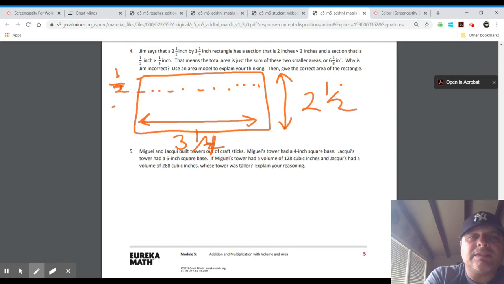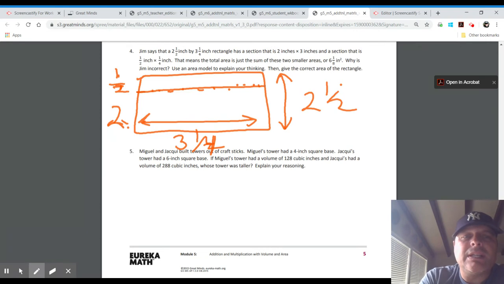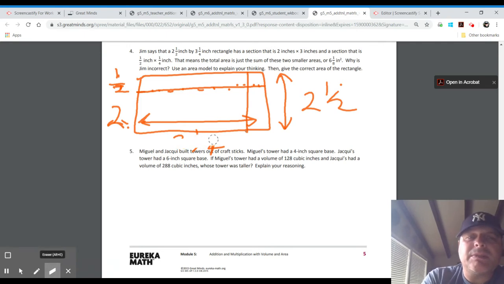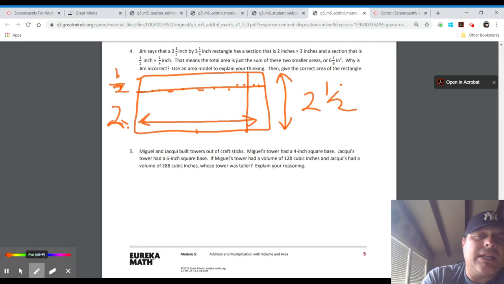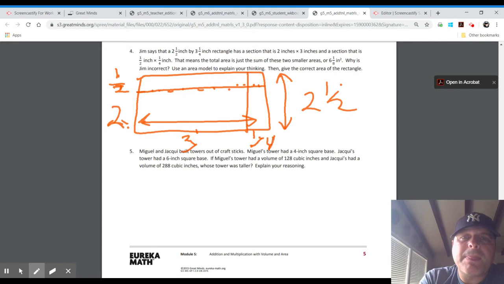And then he has this as 2 inches. So he splits up that, and I might as well just draw a straight line. So he splits off this rectangle to a 1/2 inch and a 2 inch rectangle. Now over here, he does the same thing. He draws a line down here. And let me erase this because it looks bad. And he does this 3 inches down here. And this section right here is a 1/4 inch.